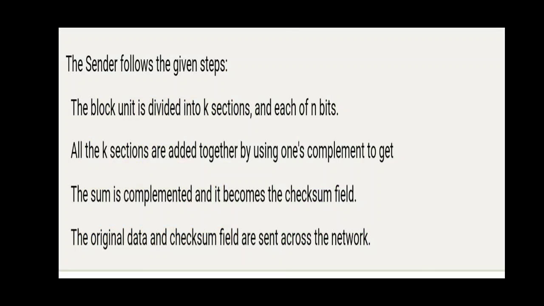Those are: the block unit is divided into k sections, each of n bits. This is the first step. Coming to the second step, all the k sections are added together by using one's complement. And third, the sum is complemented and it becomes the checksum field. And the fourth one is that the original data and checksum field are sent across the network. These are all the four steps which must be followed by the sender.